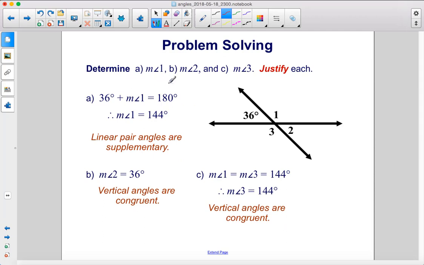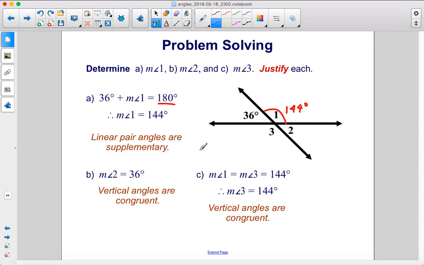Determine the measurements of angles 1, 2, and 3. Justify each. Alright, let's start here. So we have our diagram. This angle is 36 degrees, which means that this angle is 144 degrees because when you add 36 and 144, you get 180, because linear pair angles are supplementary.